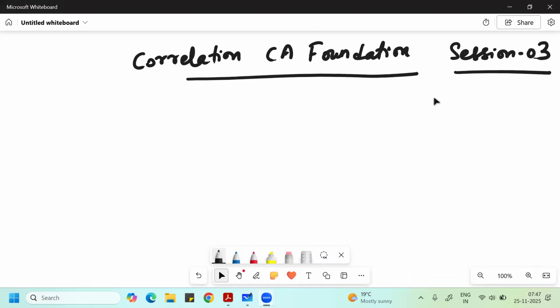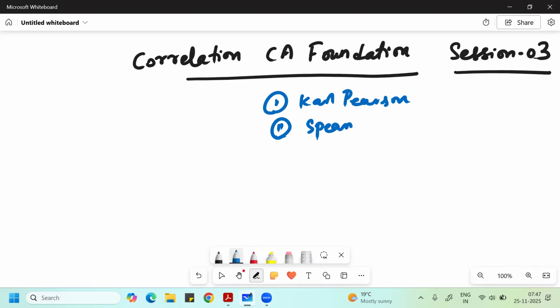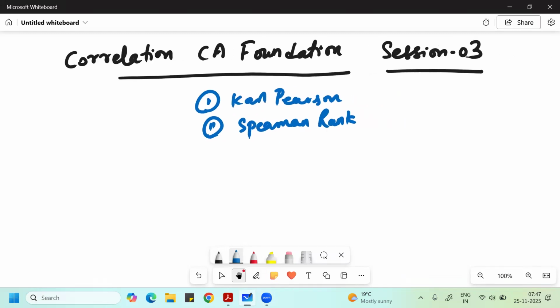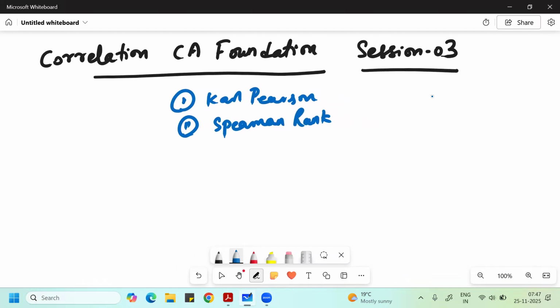So far in this chapter, correlation and regression, I have done two sessions. In the first session I spoke about the Karl Pearson coefficient of correlation method, and in the next session we discussed the Spearman rank correlation coefficient method. So, two important topics: Karl Pearson correlation coefficient calculation and Spearman rank correlation method.